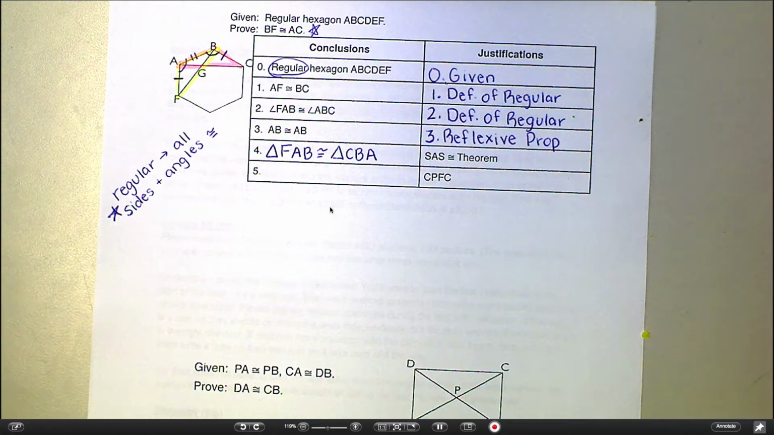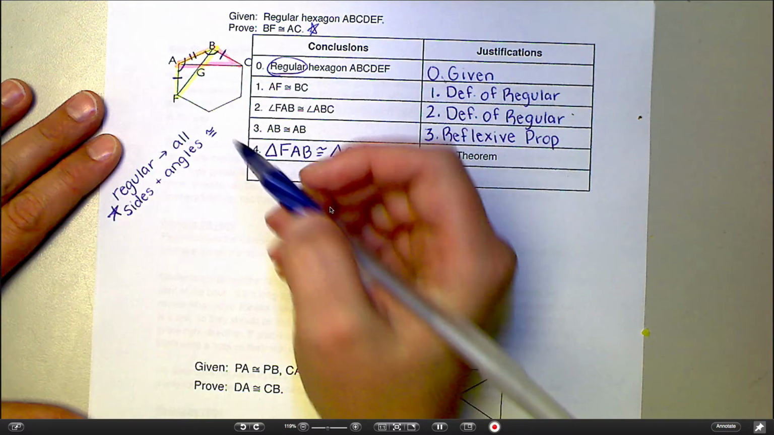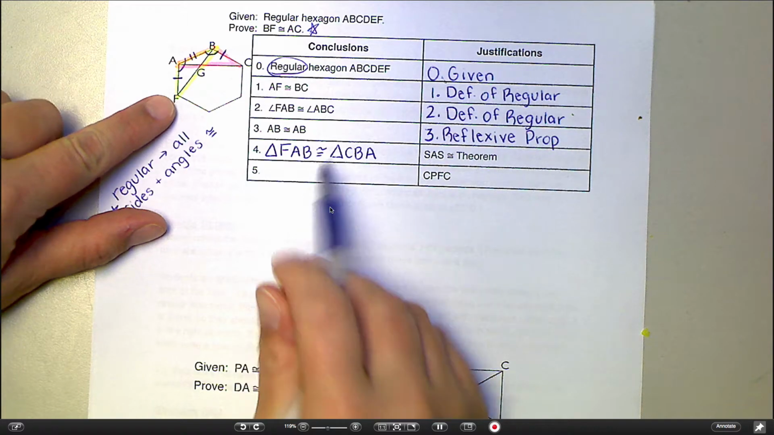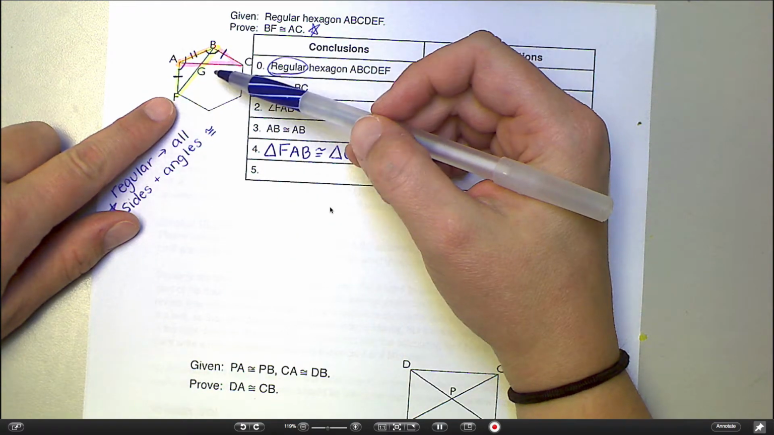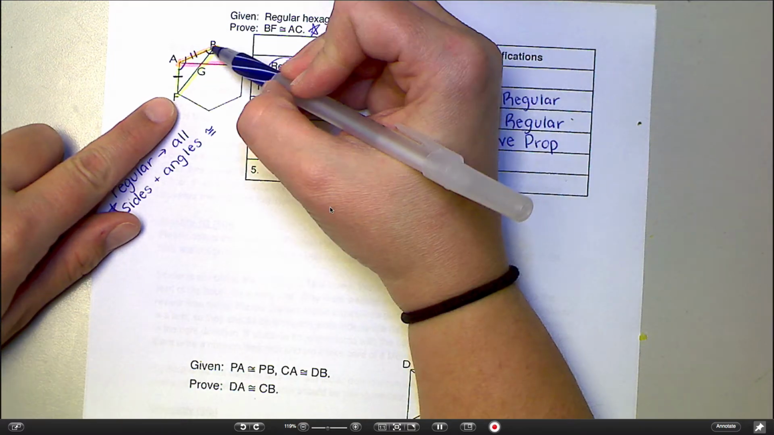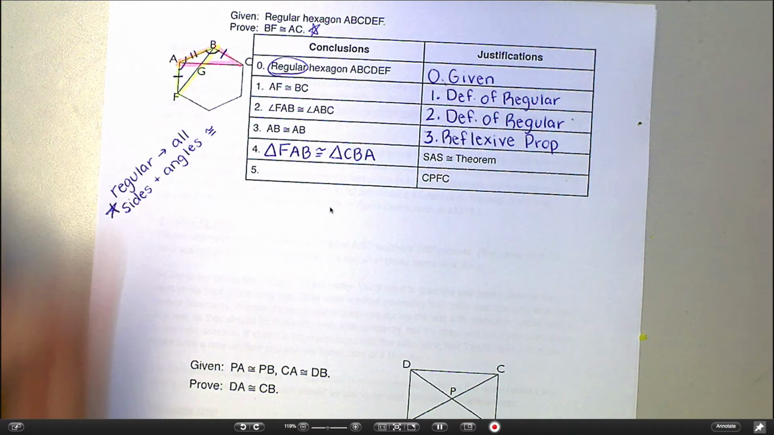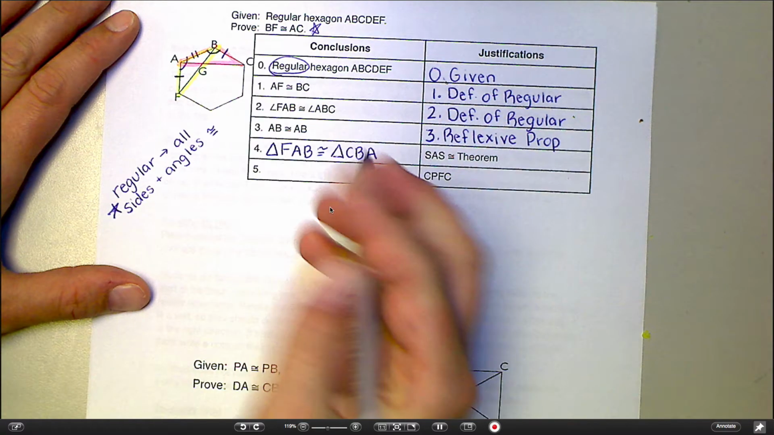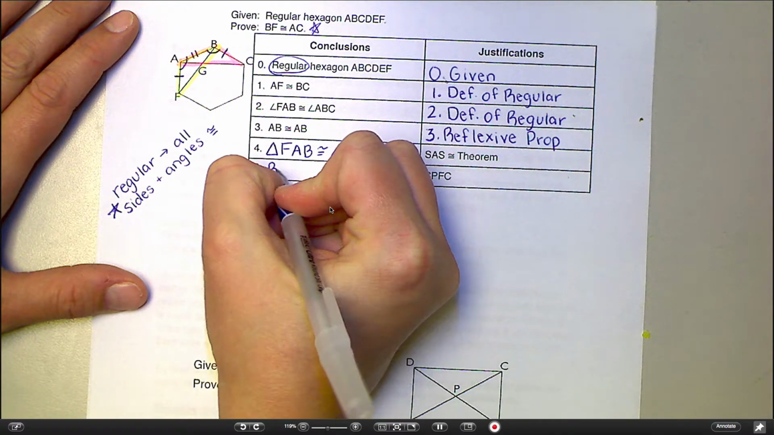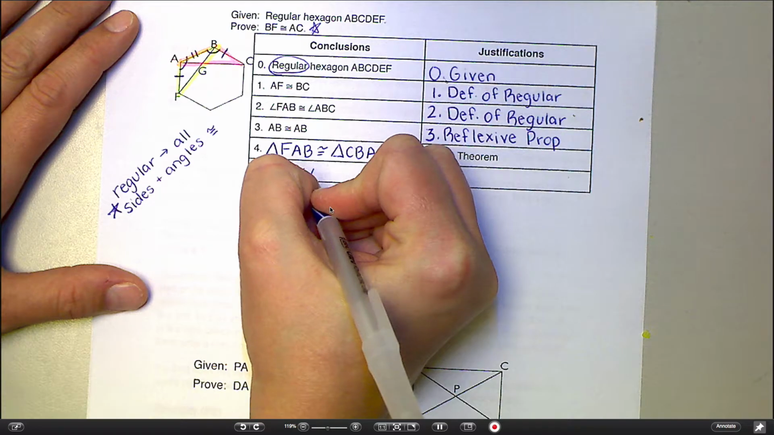And then remember, now that I know that my two triangles are congruent, I can say all of their other pieces are congruent. So I could say, like, angle F has to be congruent to angle C. Or I could say this little angle is congruent to this little angle. But the only one of those things I really care about is what I was trying to prove in the first place. I was trying to prove that BF has to be congruent to AC.